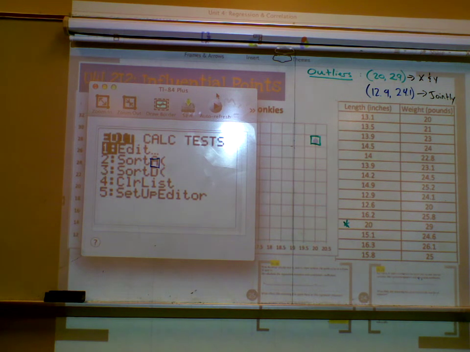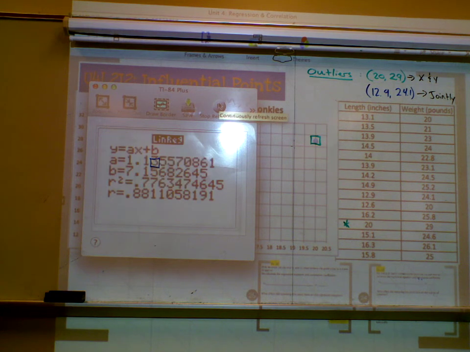Second quit, stat, calc 4. Enter a bunch of times. And we have our... Oh, it's not auto-refreshing. Here we go. And our regression equation is, there we go, 1.135, 7.15, or 7.16. And our R value is 0.88.